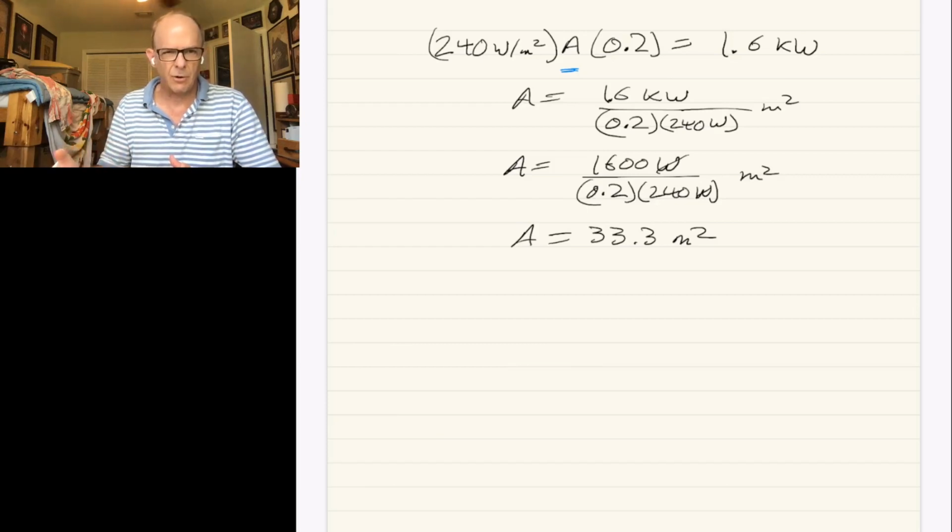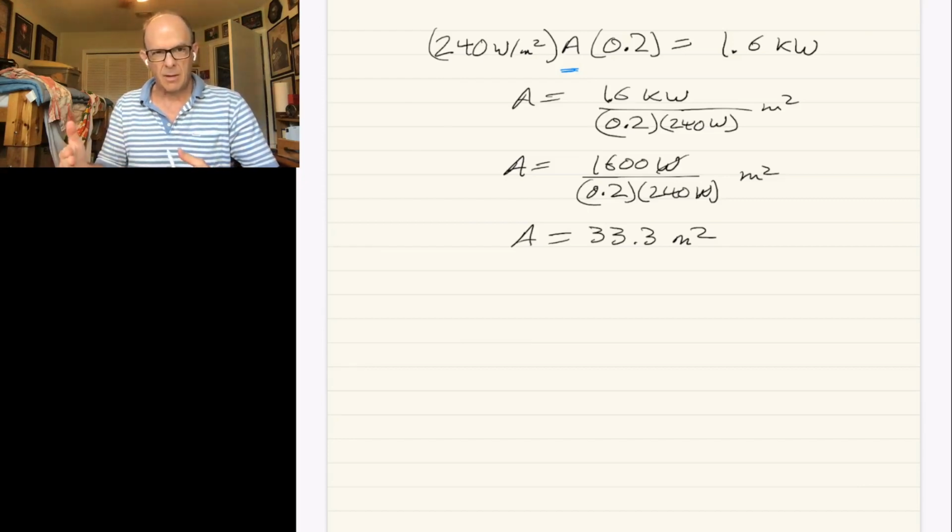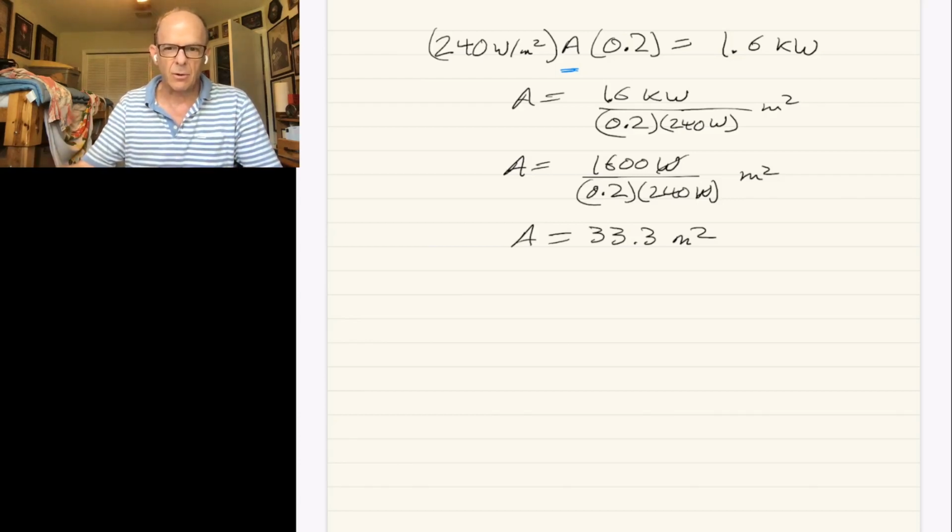And so that shows you how you would do these sorts of calculations. You need to take into account the fact that you're dealing with a rate of energy per time, but also a rate of energy per area when you're doing calculations with calculating the solar resource.